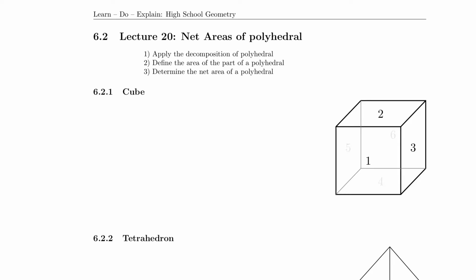So how do we know the net area of a cube? We know that it has 6 faces and each face is a square. Okay, so basically we calculate the area of one square and then multiply it by 6, right? To get the net area of this polyhedron.